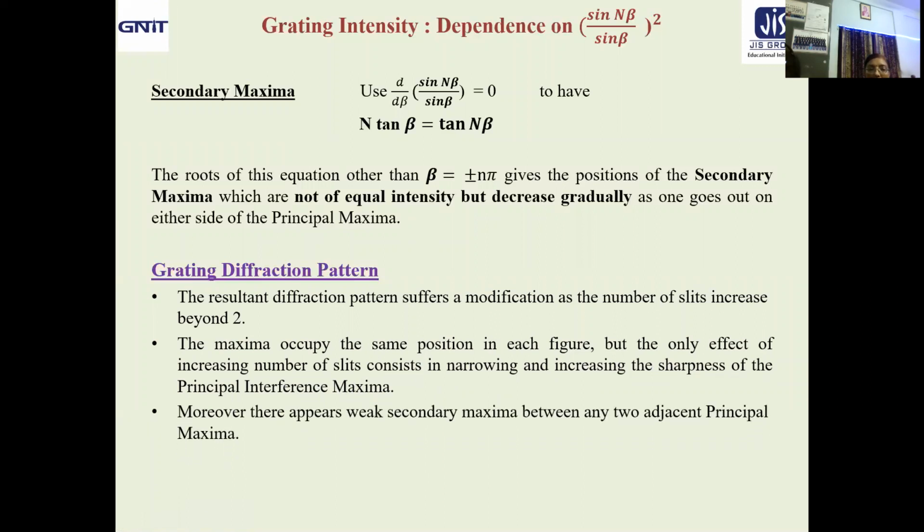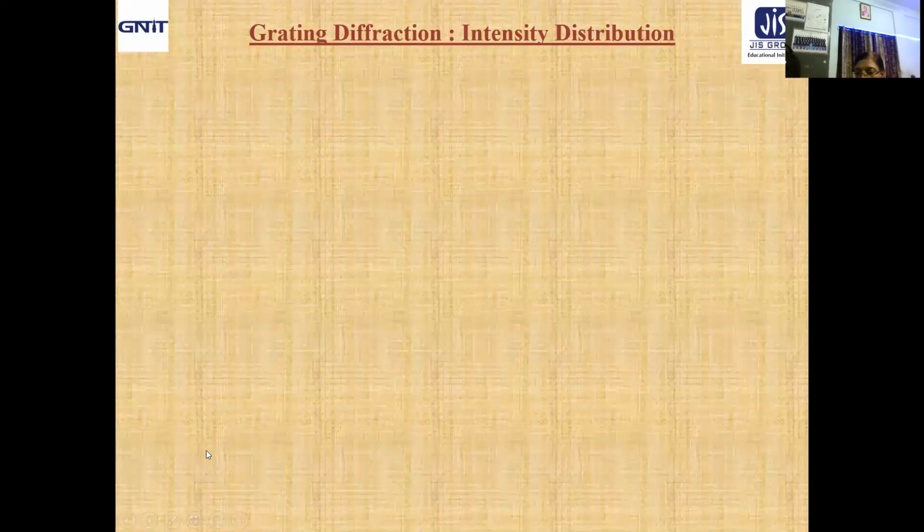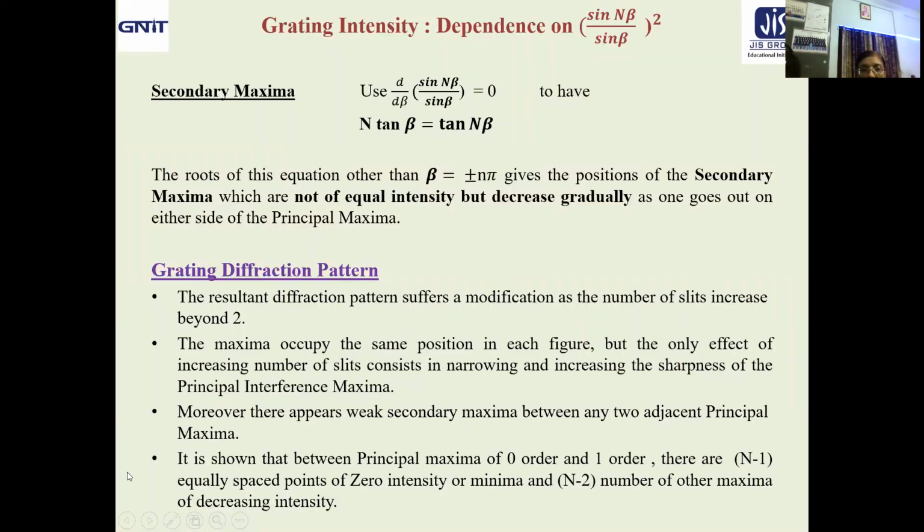Next, moreover, there appear weak secondary maxima between any two adjacent principal maxima. It is shown that between principal maxima of 0 order and 1 order, there are n minus 1 equally spaced points of 0 intensity, or minima. Already we have seen that. Definitely, the number of subsidiary maxima will be n minus 2.